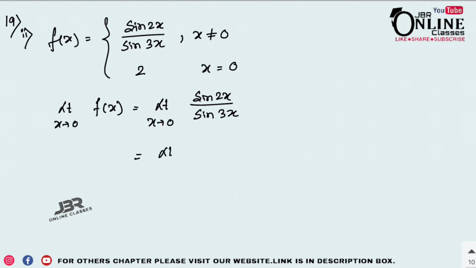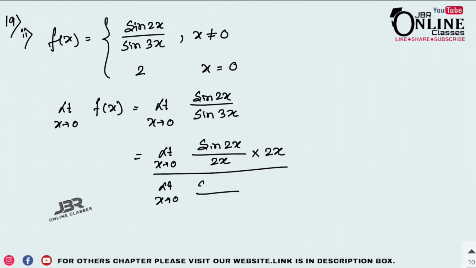So here you can apply the formula limit x tends to 0. Here you can write down sine 2x by 2x. To adjust this 2x, multiply 2x, and this one limit x tends to 0, sine 3x by 3x, and again multiply 3x. So here x cancel out, 2 by 3, and limit sine 2x by 2x, that one equal to 1, and the lower one also 1. So that is 2 by 3. Okay, that is 2 by 3.